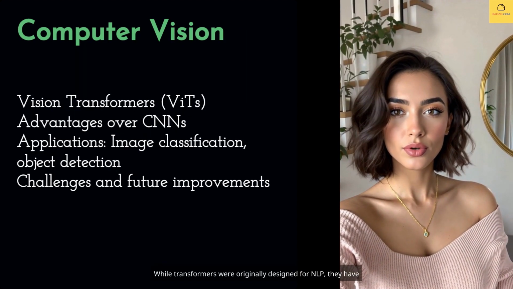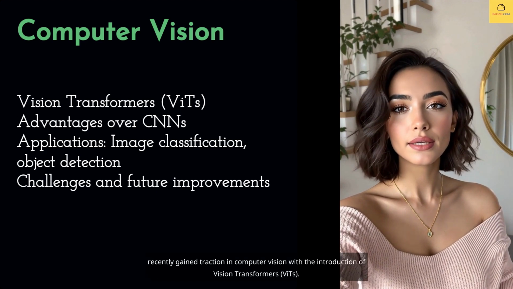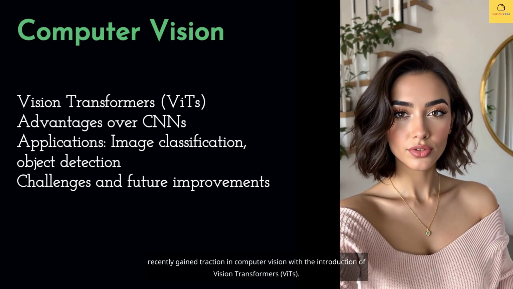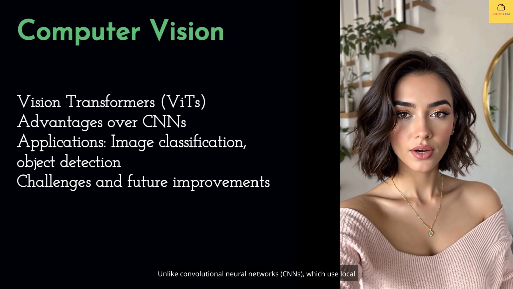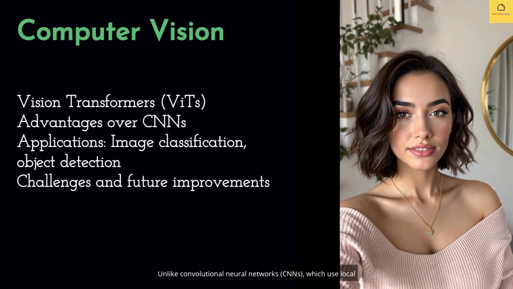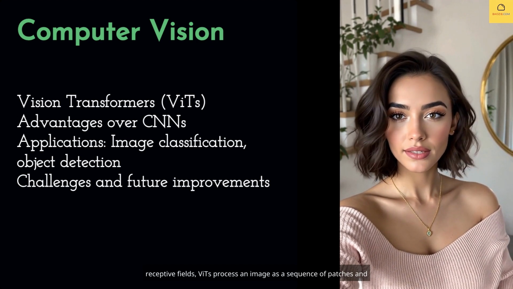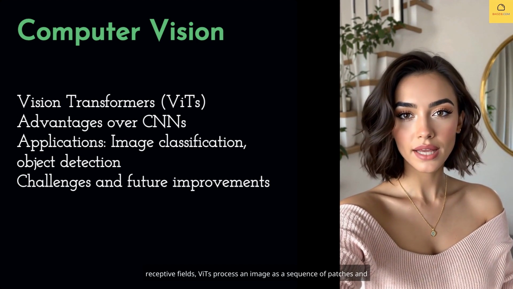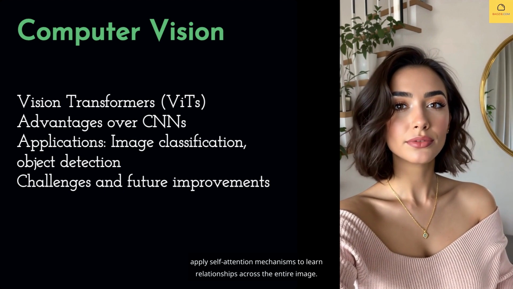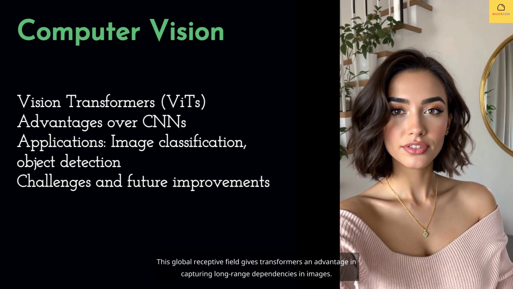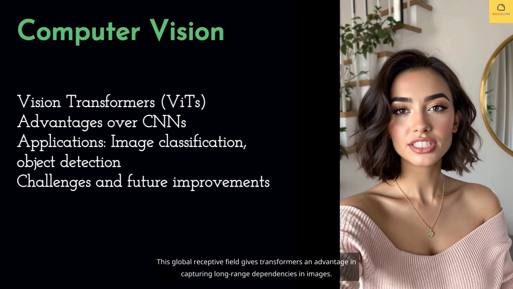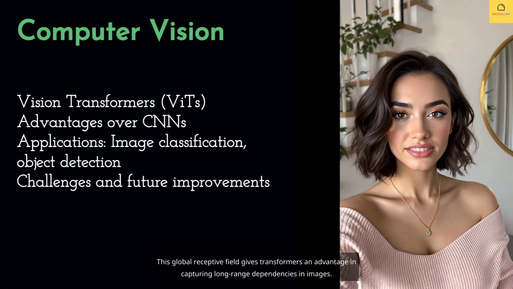While transformers were originally designed for NLP, they have recently gained traction in computer vision with the introduction of vision transformers, ViTs. Unlike convolutional neural networks, CNNs, which use local receptive fields, ViTs process an image as a sequence of patches and apply self-attention mechanisms to learn relationships across the entire image. This global receptive field gives transformers an advantage in capturing long-range dependencies in images.